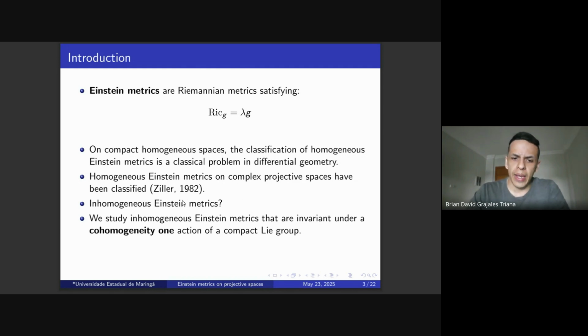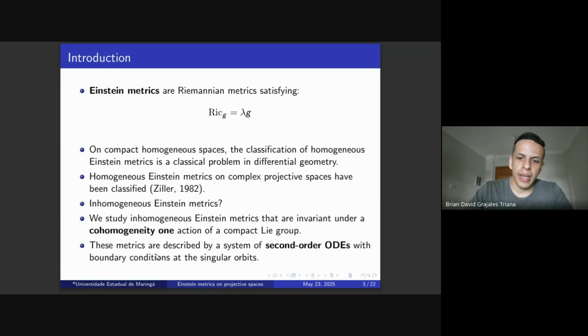Okay. So as I said, we are going to consider a manifold which admits a cohomogeneity one action of a compact Lie group. We are going to see that in general, the Einstein equation reduces to a system of second order ODEs with boundary conditions. So I'm going to give a review about how we can obtain this system of equations and the boundary conditions.